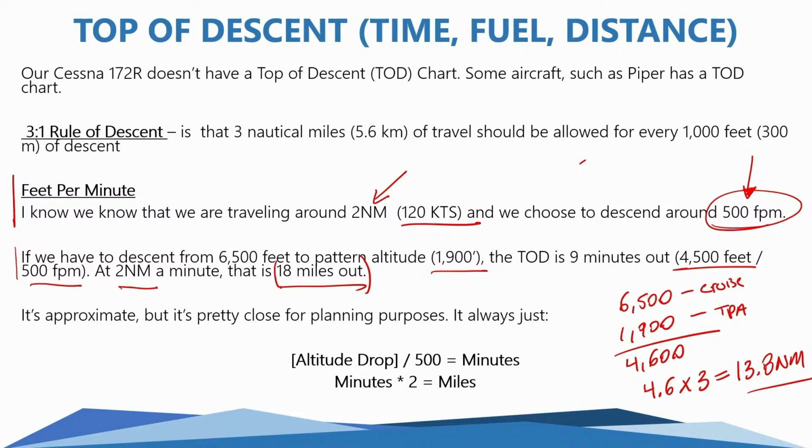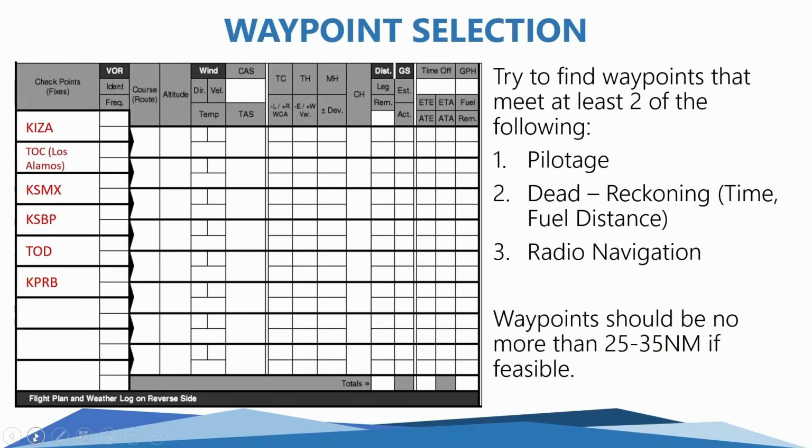All right, so now that we have some basic information, we've got a TOD, a TOC, we have our weather information. Now you can basically calculate and start putting the information on paper. First step is to take all the waypoints that you want to have, and you can put in your airport codes. If you're going to be doing VORs, you can plug those in, or if it's a GPS waypoint, you can also plug that in. To refresh your memory, try to do at least 2 out of the 3 of the following: pilotage, dead reckoning, or radio navigation. And the waypoint should be about 25 to 35 nautical miles away if it is allowable or feasible.